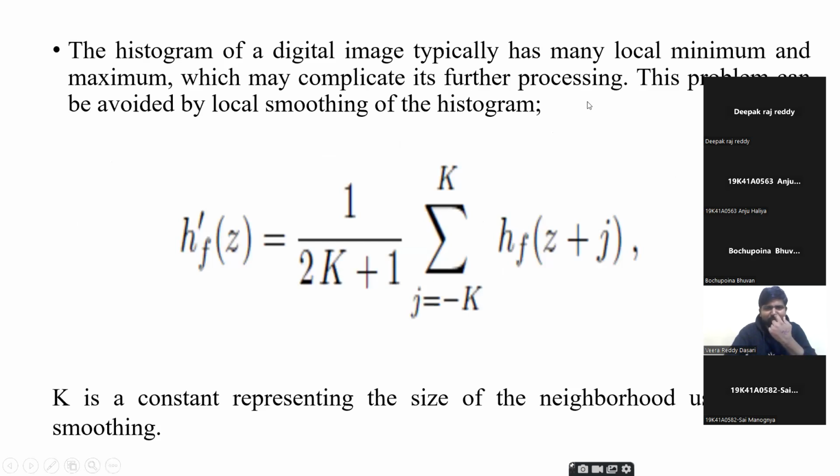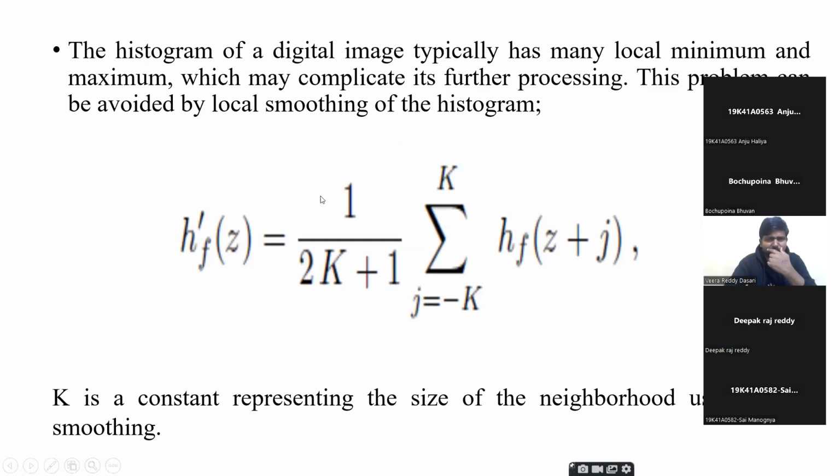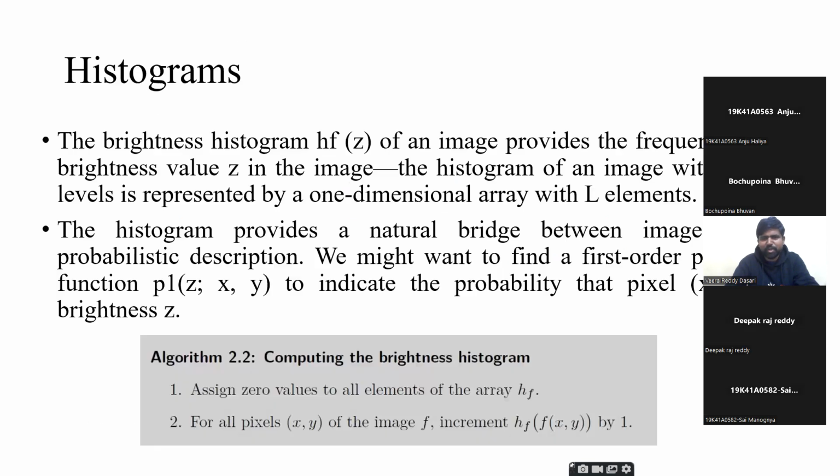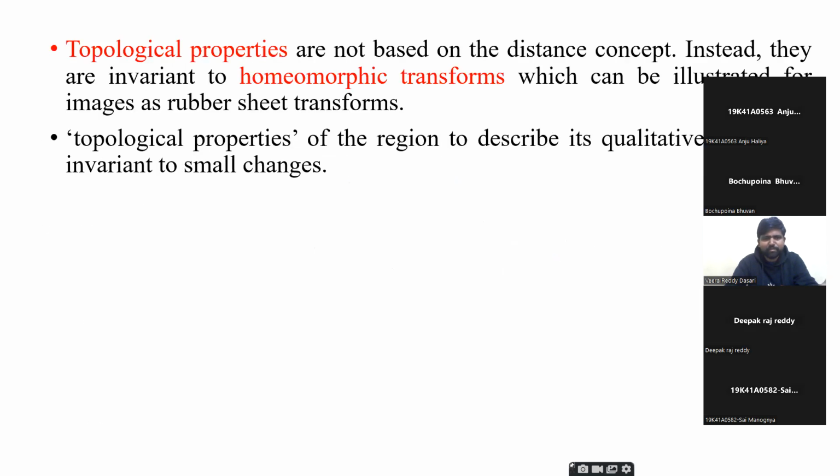So there is a mathematical formula for histogram, where K is a constant representing the size of the neighborhood. You can go through this, and you can also write the earlier points I just told: what a histogram is and how it changes from image to image, like black pixels and white pixels, and you can also mention this formula.